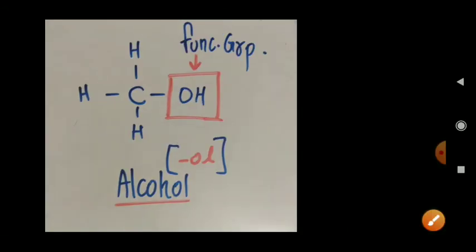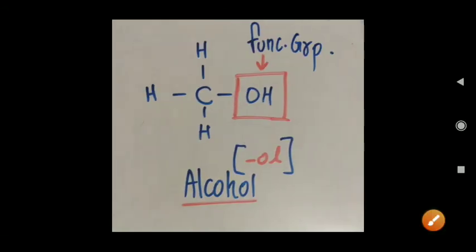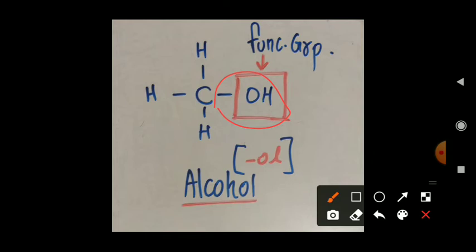Let's start with alcohol. What is alcohol? When an OH group is attached to an alkyl radical. There is also a homologous series of alcohol: methanol, ethanol, propanol, butanol, pentanol, hexanol. Alcohol is when an OH group, the hydroxyl group, is attached to any carbon chain, alkyl group, etc. Then it is called alcohol. Its suffix is OL, meaning lastly we put OL.